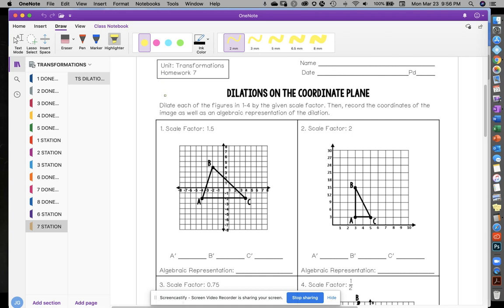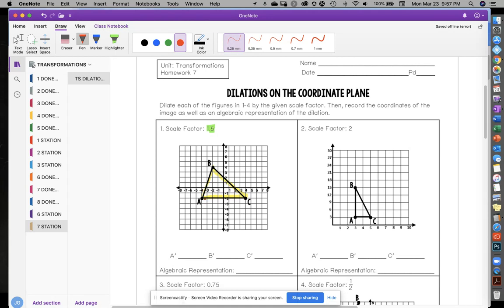All right, so this is the teacher station for worksheet 7 on dilations on the coordinate plane. We're going to dilate these figures with the given scale factors and then record the new coordinates. So this is our original, and they want me to increase this by 1.5. And I say increase because 1.5 is larger than 1.